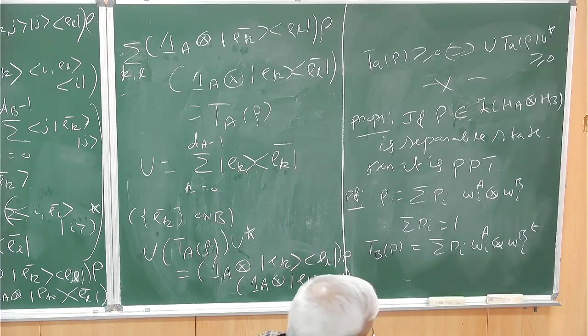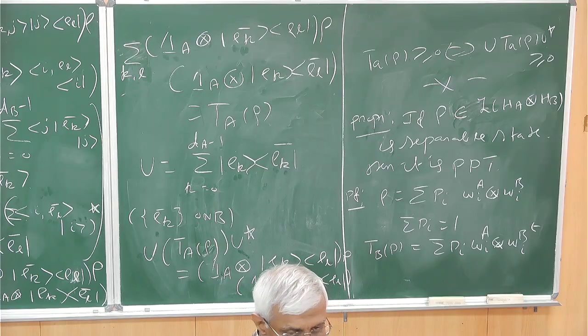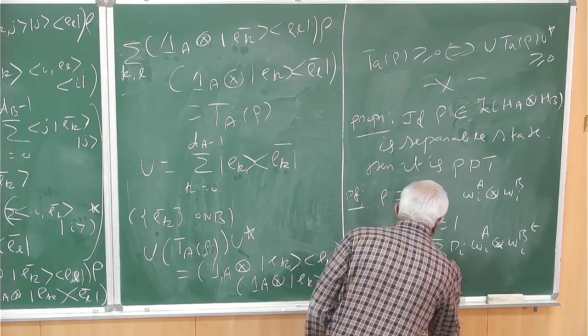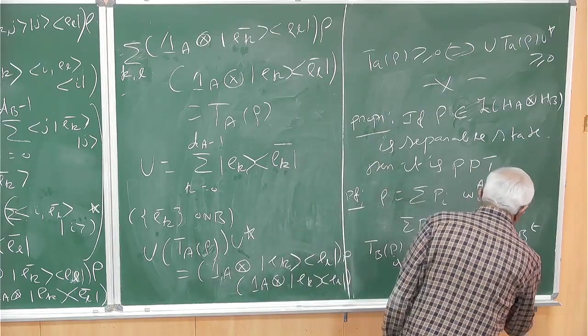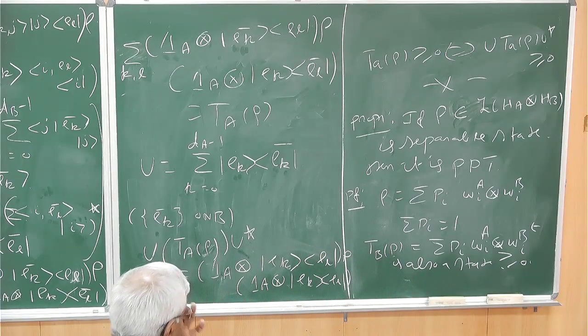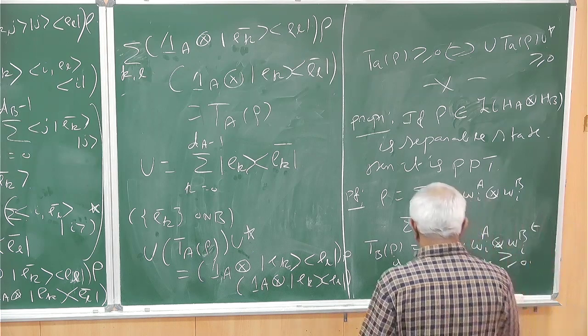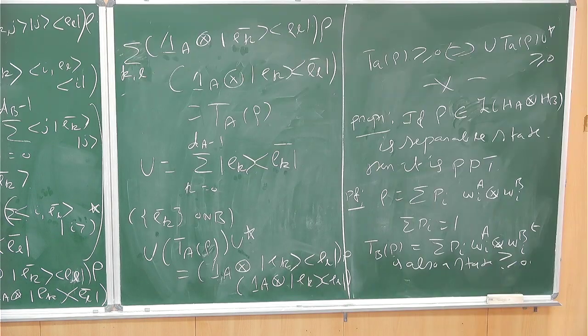Positivity does not change under transpose. If something is positive, its transpose is positive. The trace is the same for X and X transpose. Because of that, this is also a state. It's also positive. So that's what we wanted to prove. If it is a separable state, then it is PPT. It is a positive partial transpose state.